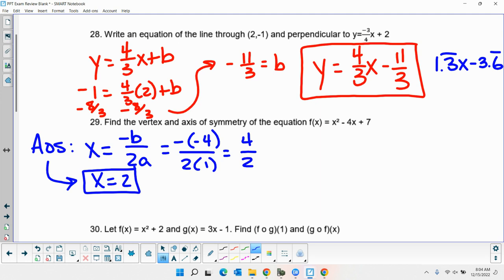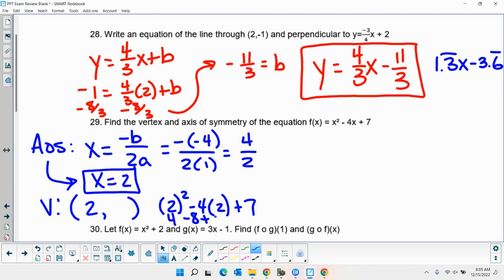And then to find the vertex, my x value is 2. I got to find the y value. To find the y value, I plug 2 into the problem. So 2 squared minus 4 times 2 plus 7. 2 squared is 4, right? Negative 4 times 2 is negative 8, plus 7 is 3, right? So my vertex is 2, 3.